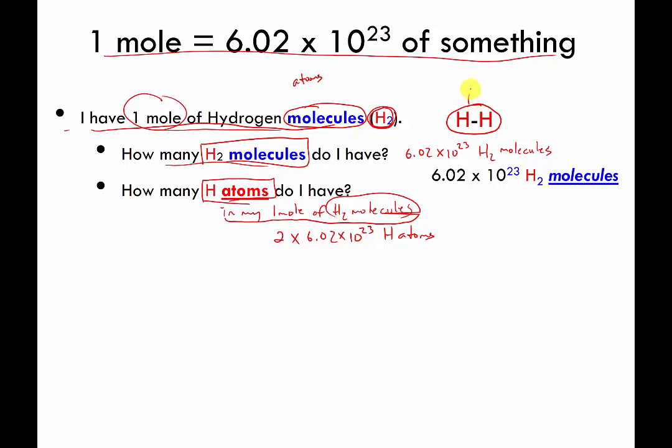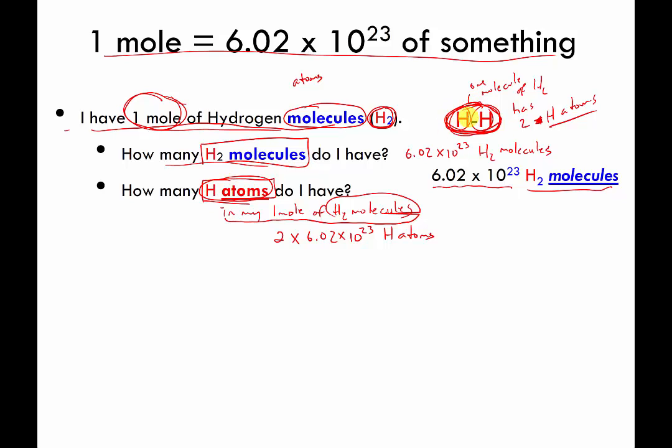Every one molecule, this is one molecule of H2, has two hydrogen atoms in it. So think of this as like an egg. If you crack the egg open, there's two H's inside of every one. I told you, you have one mole of these little eggs. So you have 6.02 times 10 to the 23 of them. These eggs are called H2 molecules. However, if you crack them open, I want to know how many H's are inside all of them.